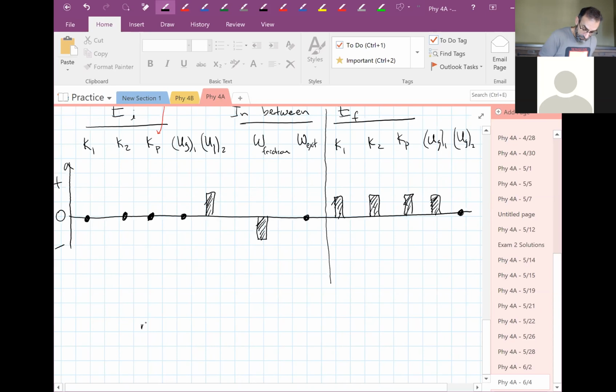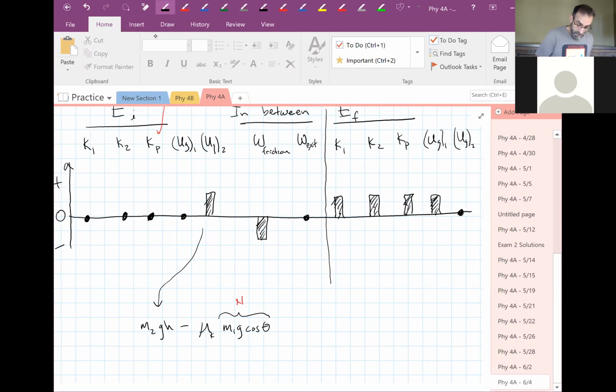So M2gh, that's that term right there, minus the work done by friction, mu times the normal force times the distance that force acts through, equals 1/2 M1 V final squared plus 1/2 M2 V final squared.